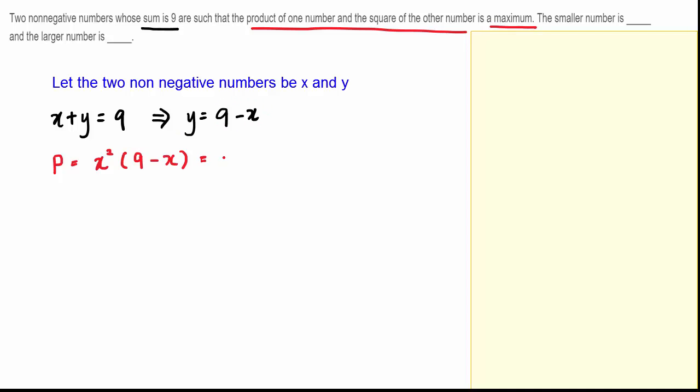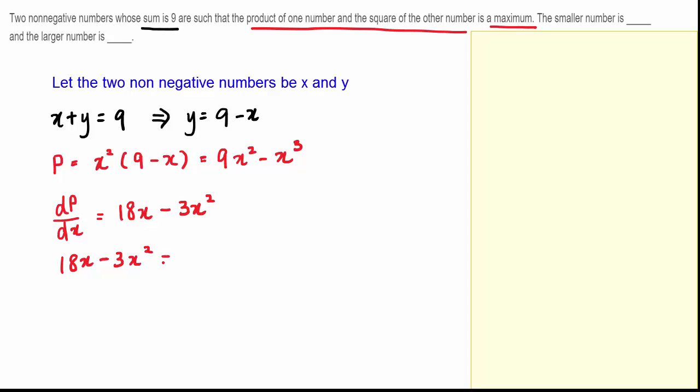If we expand it out, we will get 9x squared minus x cubed. The derivative dp/dx equals 18x minus 3x squared. Since at the maximum point, which is also a stationary point, dp/dx equals 0, so 18x minus 3x squared equals 0.